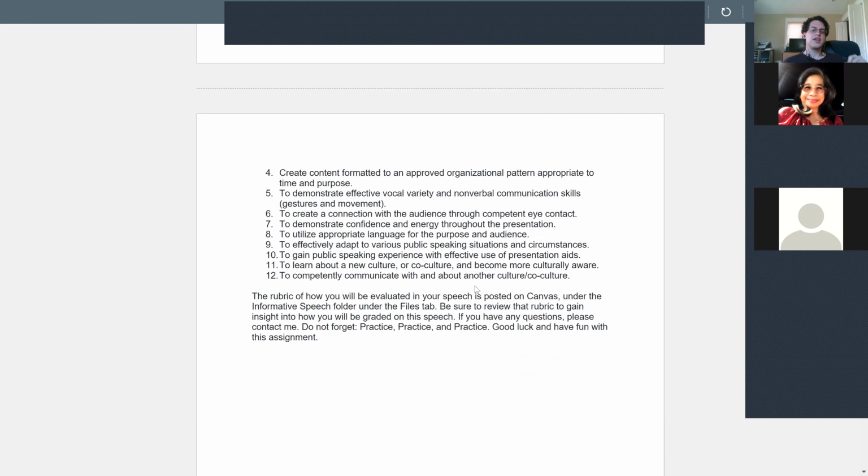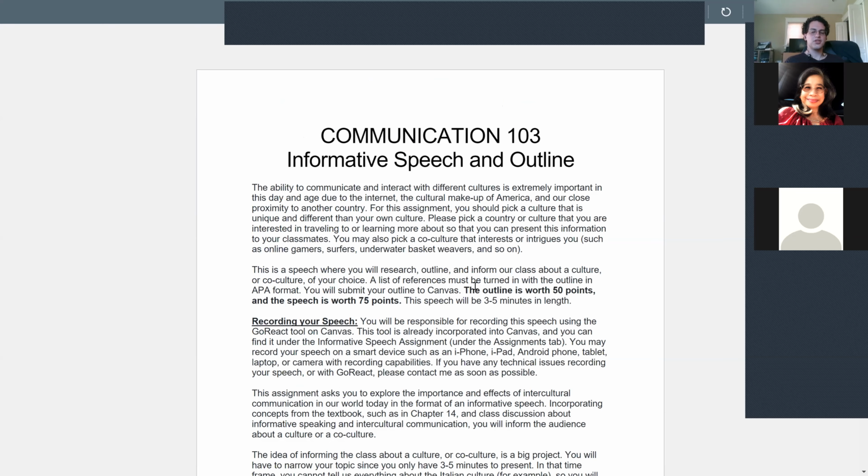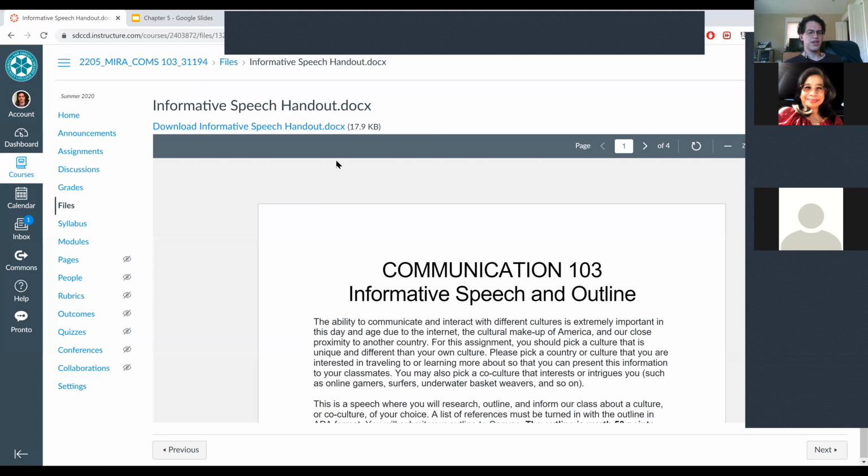And then, because this is a research-based assignment, what you're required to do is formally cite sources of research in your speech outline and your speech. Just to gauge a little bit your prior experience with that, has anyone here ever used MLA format in any written assignments at Miramar or anywhere else?